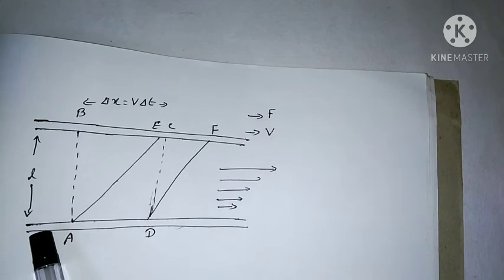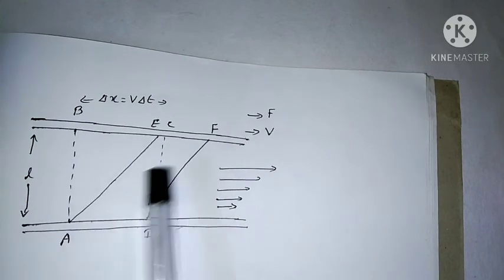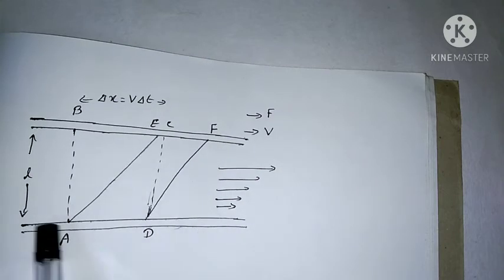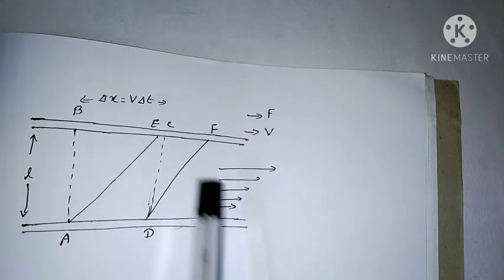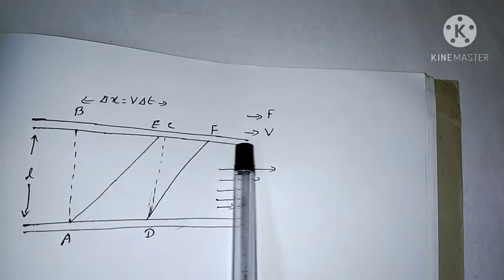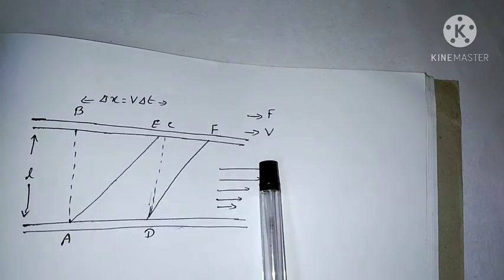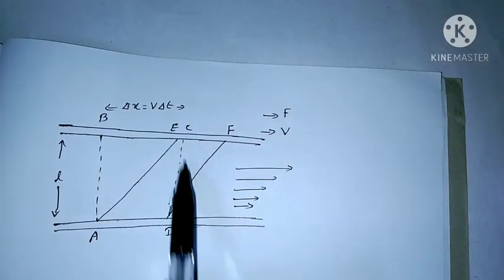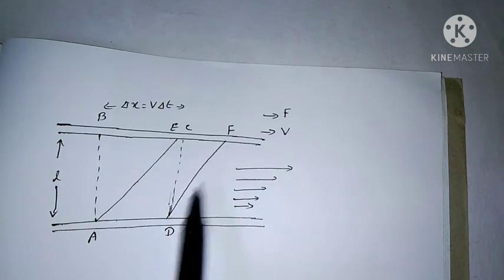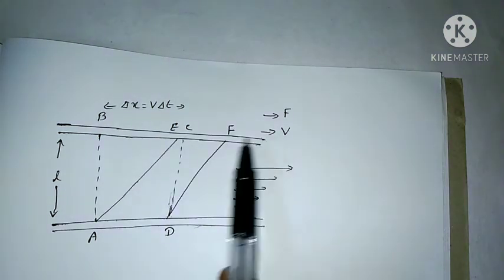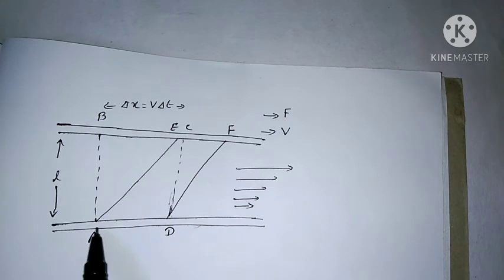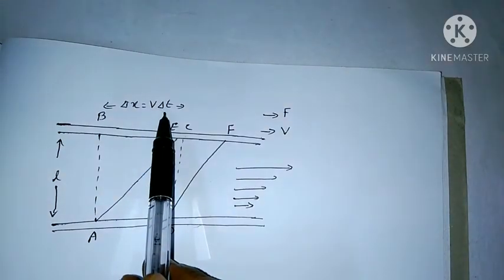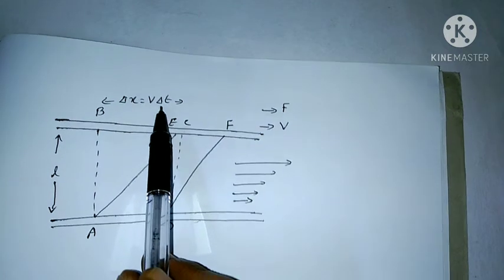Here the figure shows a liquid layer between two parallel glass plates, in which the lower plate is fixed and the upper one is moving with a velocity v. Consider a portion of the liquid A, B, C, D. When you apply a force F, this portion of the liquid moves through a displacement delta x in a short interval of time delta t.